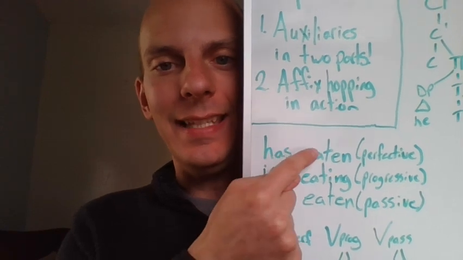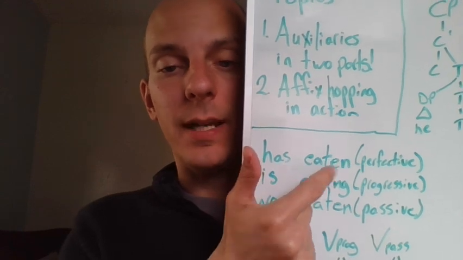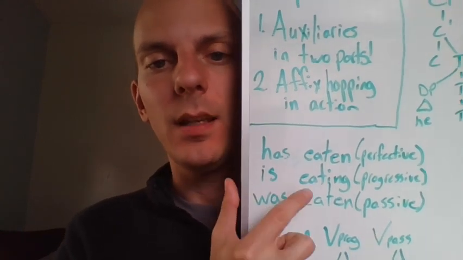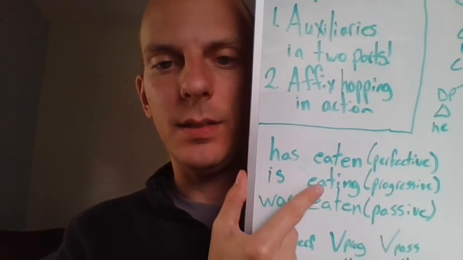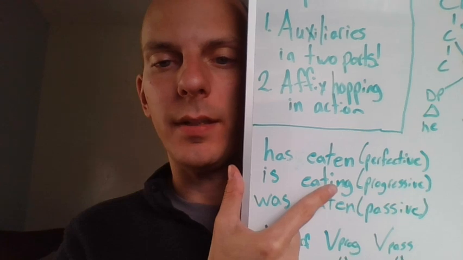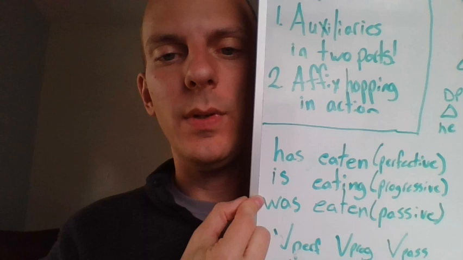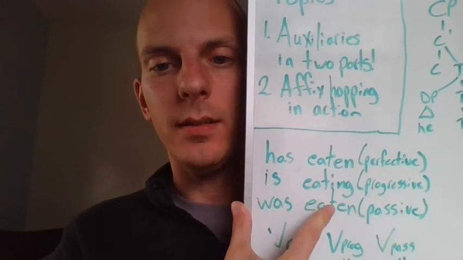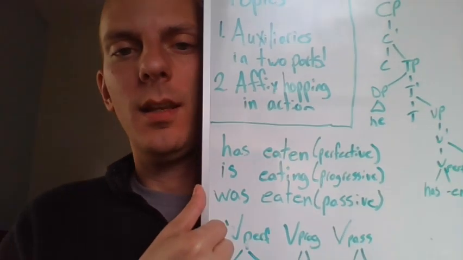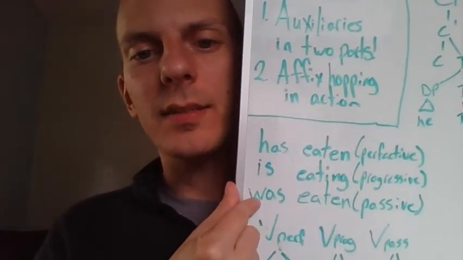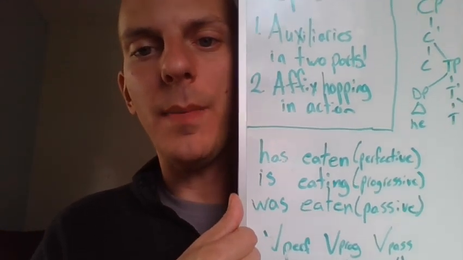So we have has eaten, which we'll call the perfective form. There's also this form, is eating. Is seems to add this -ing form onto the end. We'll call that the progressive: he is eating. And we have this last one, was eaten. That's the passive: I was eaten by a dog. We always like morbid examples here in linguistics classes. I was eaten by a dog. A few things to note about these forms.